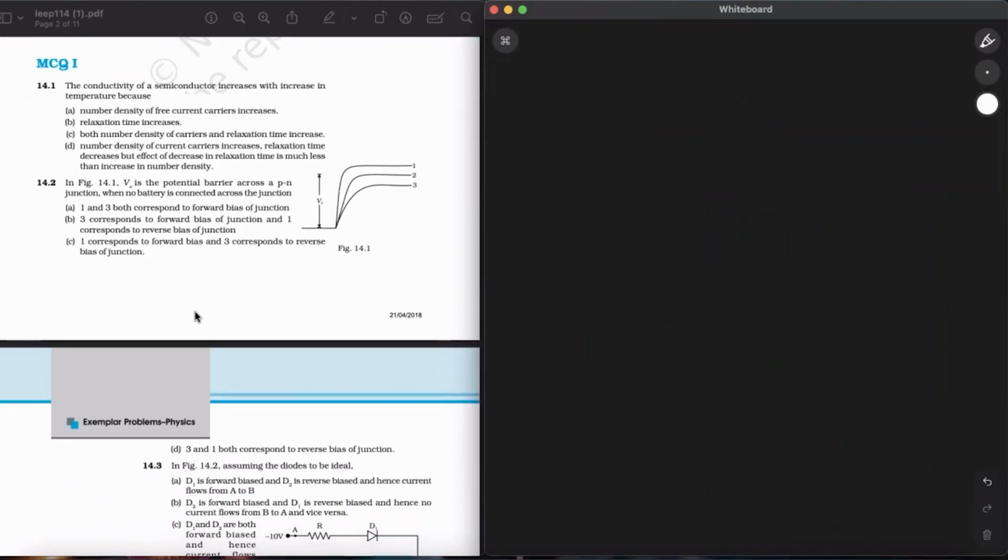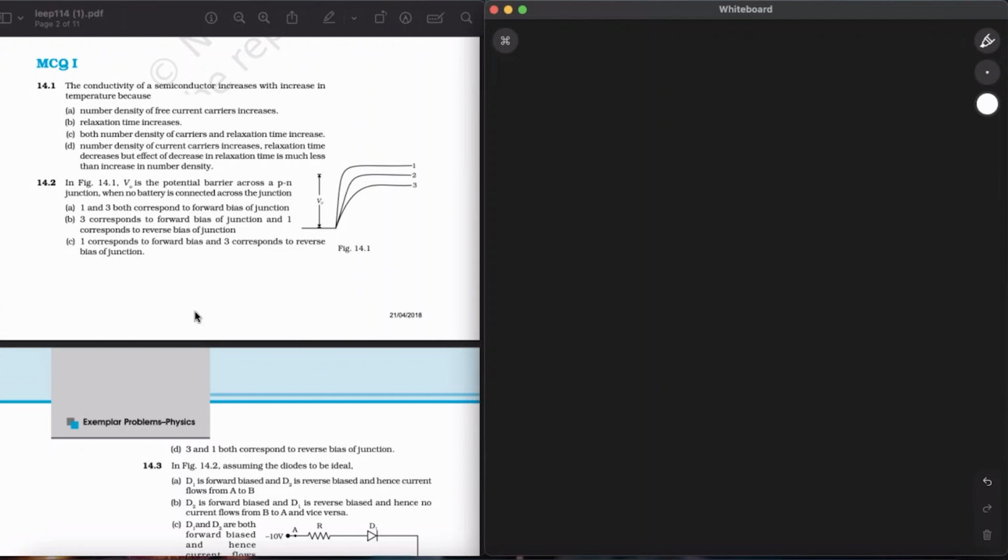So the next question says, in the figure given alongside, V naught is the potential barrier across a PN junction when no battery is connected across the junction. Option 1: 1 and 3 both correspond to forward bias of junction. Option 2: 3 corresponds to forward bias, 1 corresponds to reverse bias. Option 3: 1 corresponds to forward bias, 3 corresponds to reverse bias. And option 4 is obviously wrong.